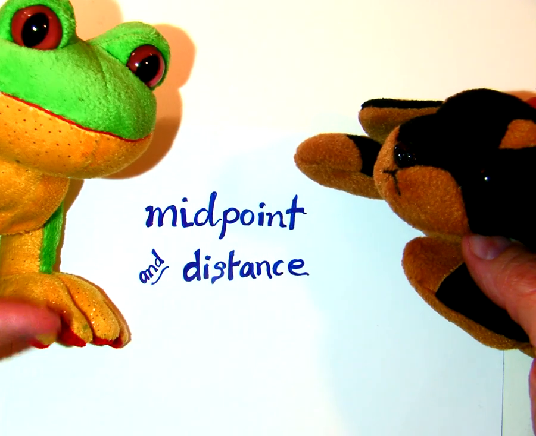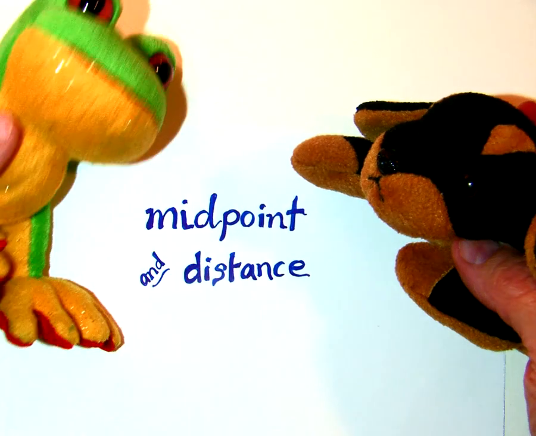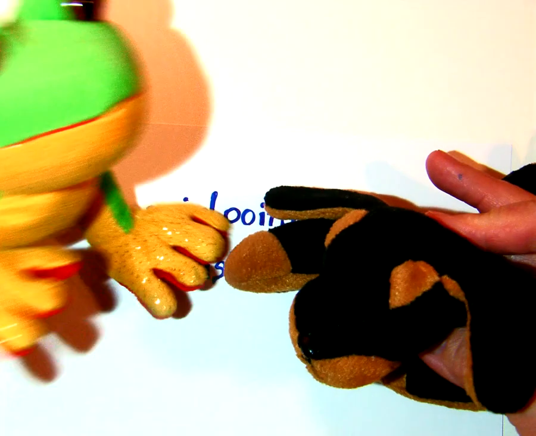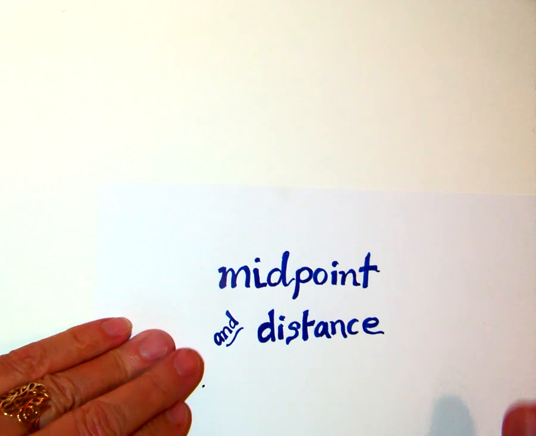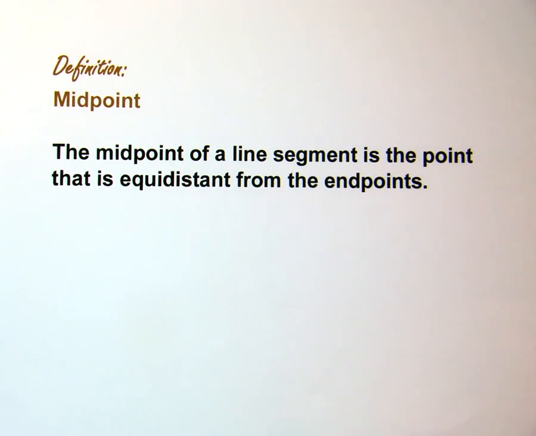Well, I can talk about what's right in the middle of them and how far it is, like how far they would have to go to meet the middle. Okay, midpoint and distance. We've got 2 points, 2 things that we can say about them. The first one we'll do is midpoint. The midpoint is the middle point.